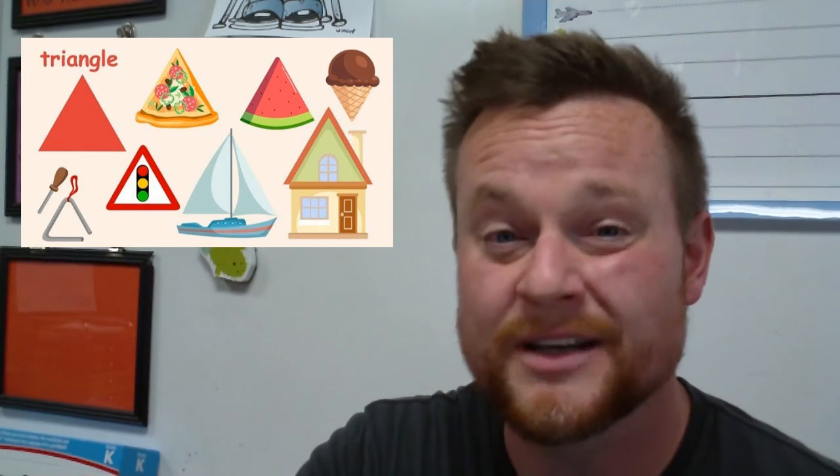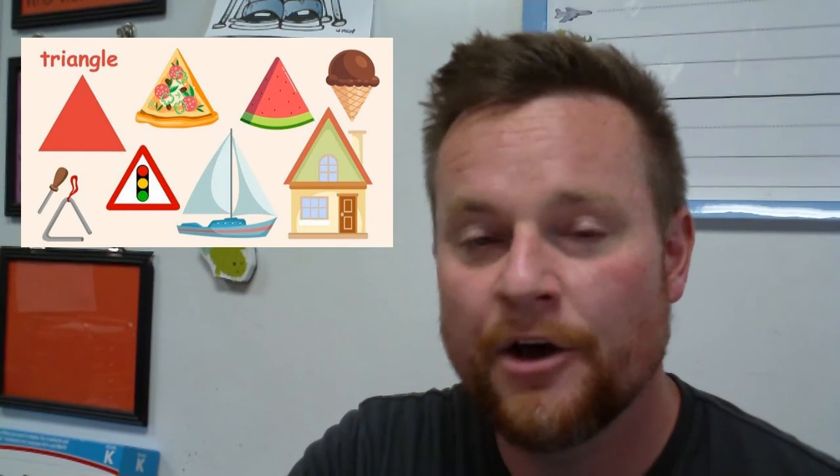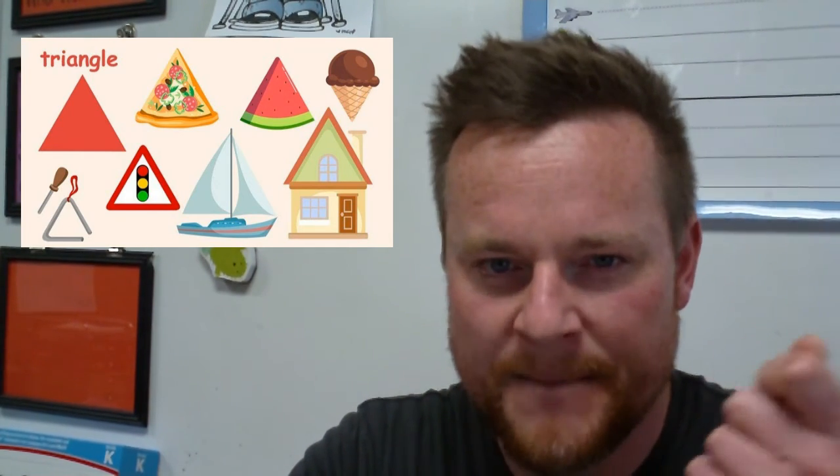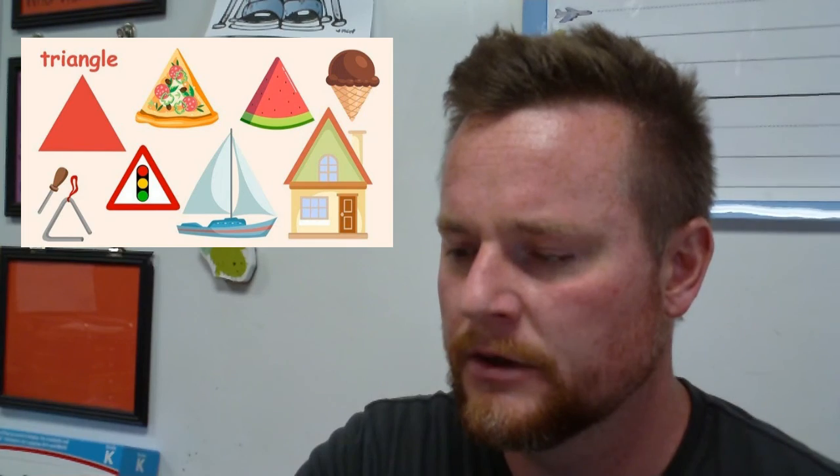Ooh, how about the shape of a boat's sails? A slice of watermelon? Pizza? There's a musical instrument called a triangle. You actually hit it with a metal instrument and it makes a really cool noise. Certain road signs are in the shape of a triangle. Ooh, what about the roof of a house? Sometimes.